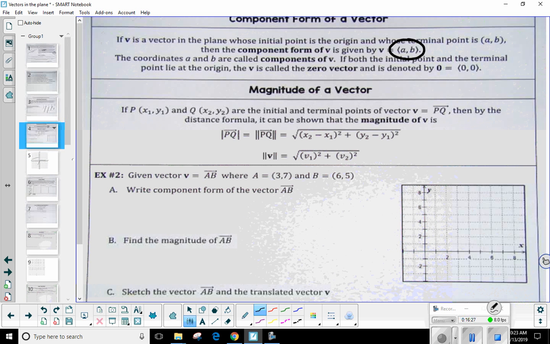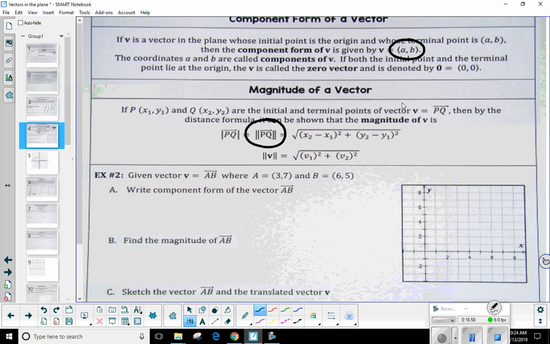Okay, so that's where the magnitude of a vector is going to come in. If point P, which is x1, y1, and point Q, x2, y2, are the initial and terminal points of vector V, and again, just 2 ways we can denote it, then by the distance formula, it can be shown that the magnitude of V is, okay, and you remember how I was saying at the beginning that different textbooks, different teachers are going to use different ways of showing these ideas? Okay, well, this is how we're going to go ahead and show magnitude.